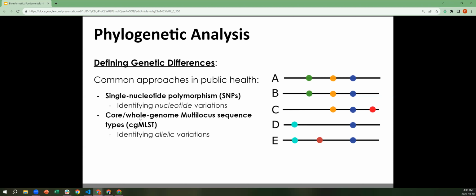When working with core genome or whole genome multi-locus sequence typing, each of these colored dots would represent an entire gene. So the difference between C and B and A here would be an entire different version of a gene at this loci with the core genome and whole genome multi-locus sequence typing approach. But again, with SNP approaches, we're looking at single nucleotide differences.